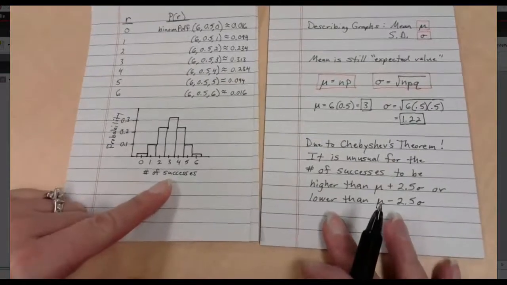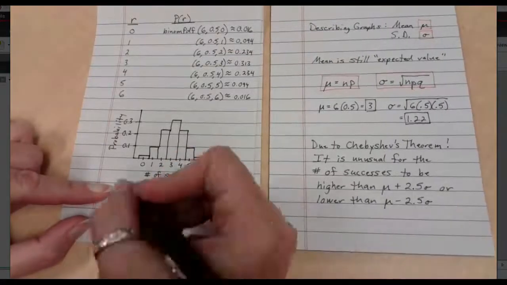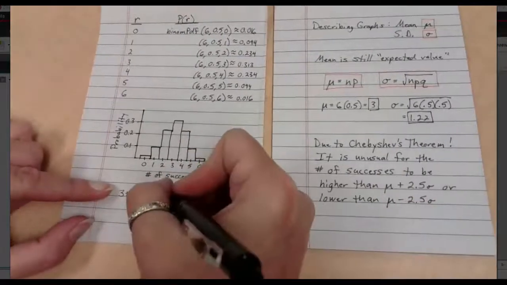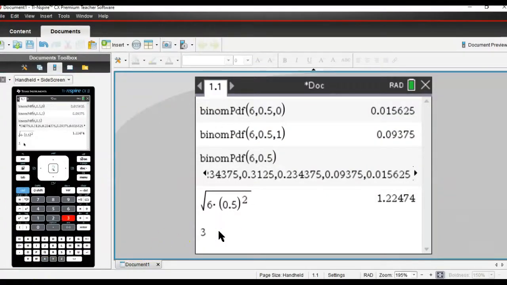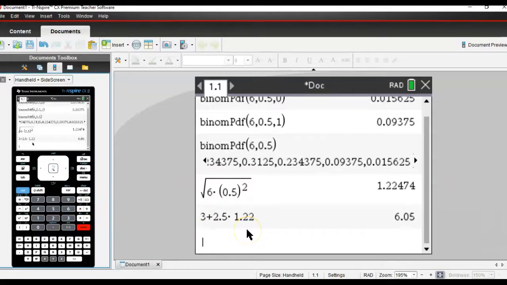We are saying that the mean for this set of data is 3. So what happens if I do 3 plus 2.5 standard deviations, so plus 2.5 times 1.22? Okay, what is that going to be? Let's see. So we are talking 3 plus 2.5 times 1.22. So the mean, 3, plus 2.5 standard deviations. That means on the high end, that's going to be 6.05.